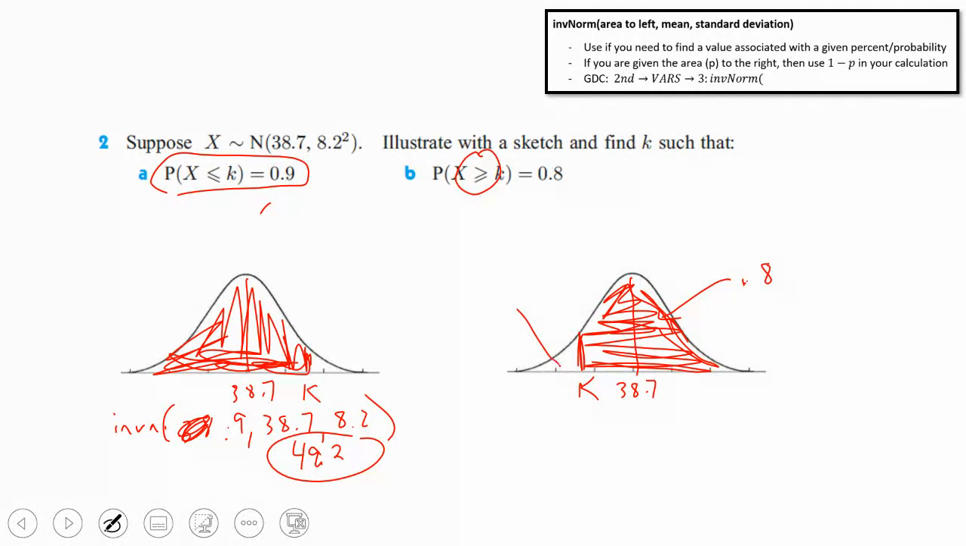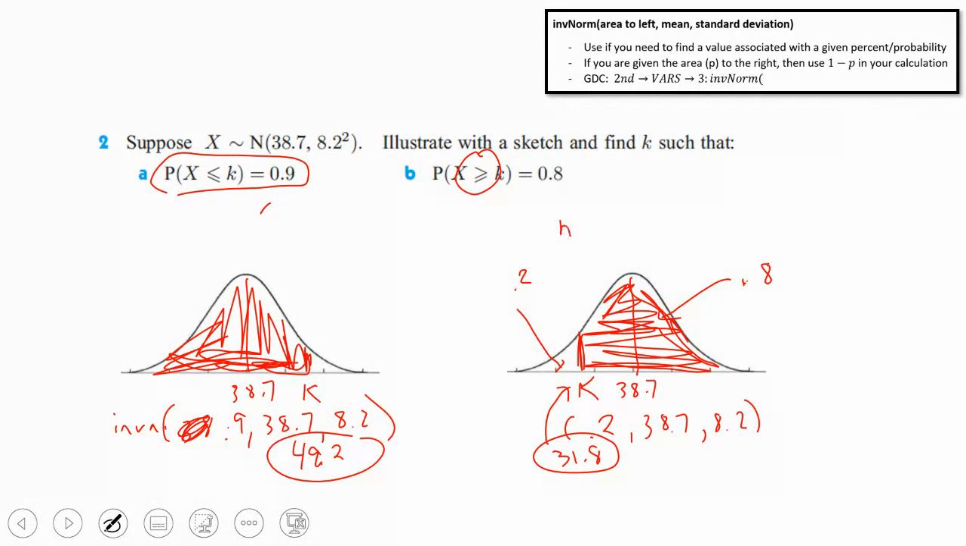The rest of us know that that is 0.2. And so we're going to do inverse norm with 0.2 because the total area has to add up to 1. So you get 31.8, which makes sense, right? It's smaller than the mean. There's only 20% area to the left.